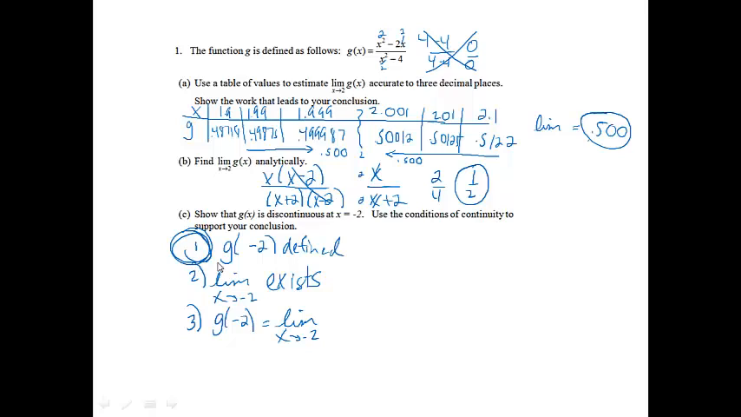And I think I'm going to stick with number 1, g of -2 being defined. That would mean that if I plugged in -2, I would be able to get an answer. And I notice that if I come up here and plug -2 in, that will make the denominator equal 0, and that would not be a defined answer. So I can say right here that g of x is discontinuous because g of -2 is not defined. And I noticed on this problem when I calculated it analytically that x equals -2 is a non-removable discontinuity, that would definitely show me that g of -2 is not defined.